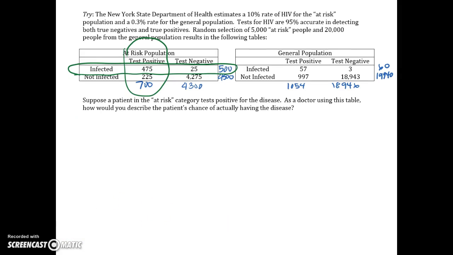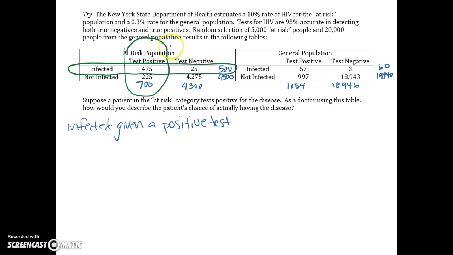Suppose you are a doctor and an at-risk patient comes into your office and tests positive on their HIV test. What advice would you give them? Well, considering the fact that we just found the probability that a person has HIV given a positive test was only 67.9%, we might want to recommend that they retest. So again, what we found was the probability that they were infected given a positive test.